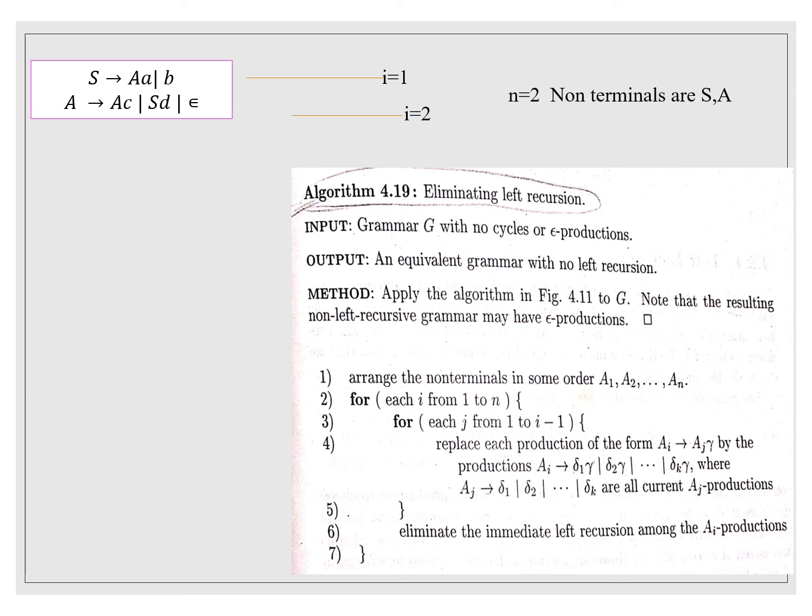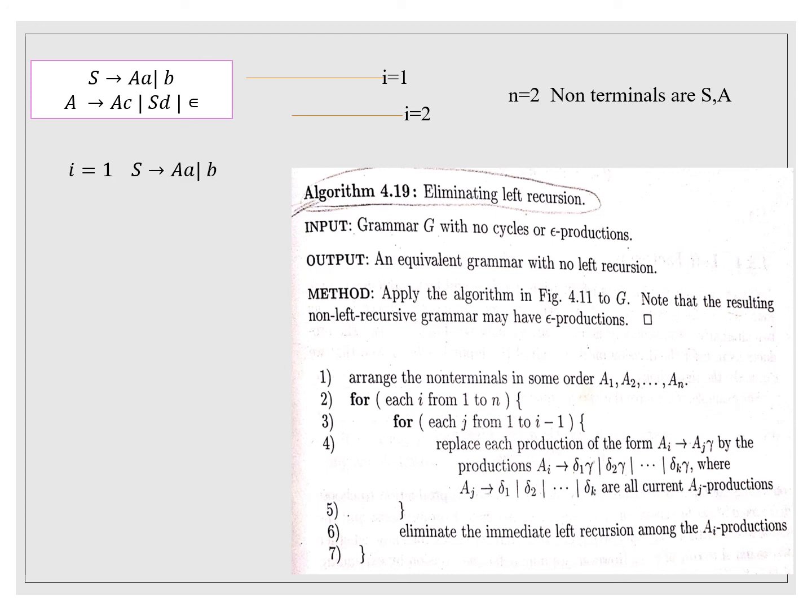So what is the value for i now? How many non-terminals? Exactly 2. So i takes only two values, that is 1 and 2. Look at that. i is equal to 1 represents the first rule and i is equal to 2 represents the second rule. Okay. Now for the inner loop, what is that inner loop? For j is equal to 1 to i minus 1.